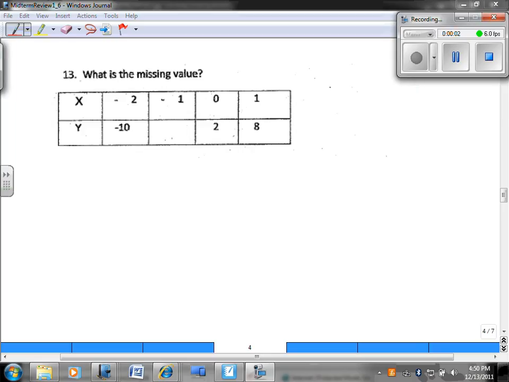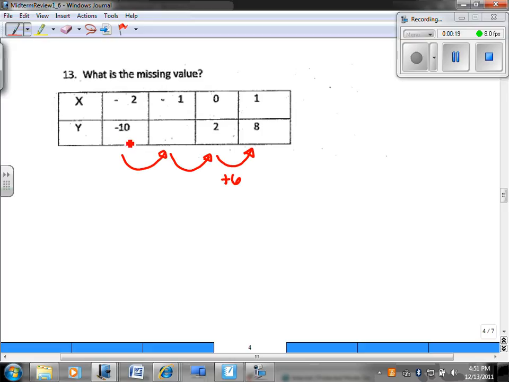Problem 13 asks, what is the missing value? Well, we need to find a pattern here. So let's see what the pattern is. We have 2 to 8. To get from 2 to 8, we have to add 6. We don't know that that's the pattern yet, but let's see if it works for all of this.